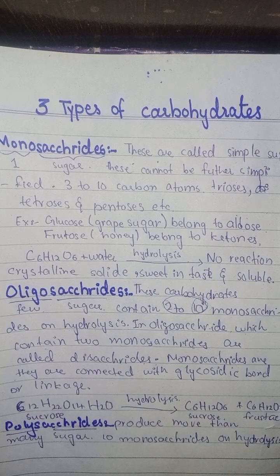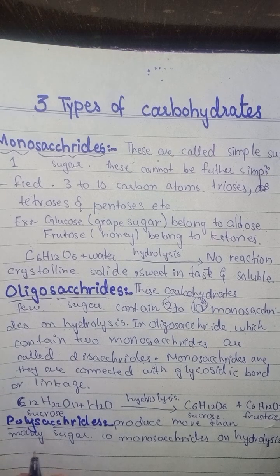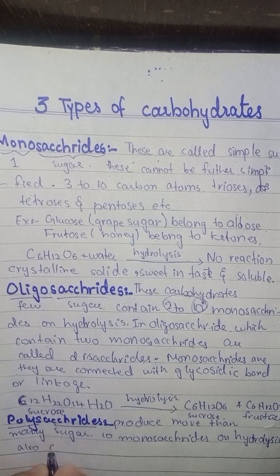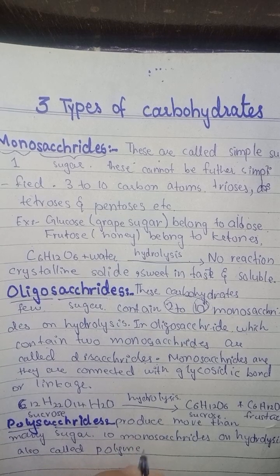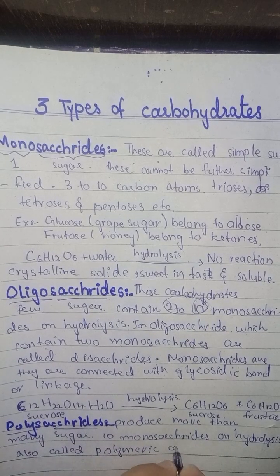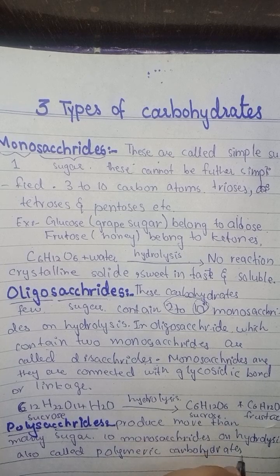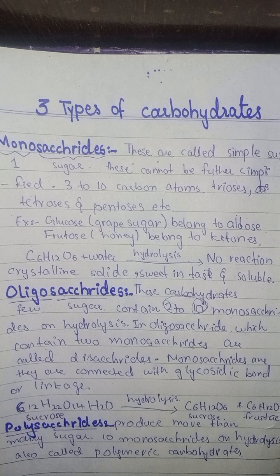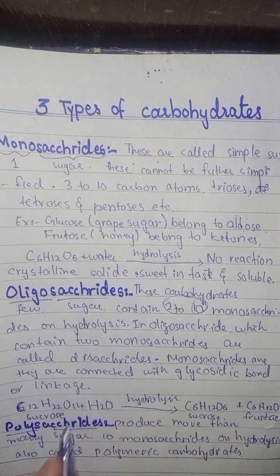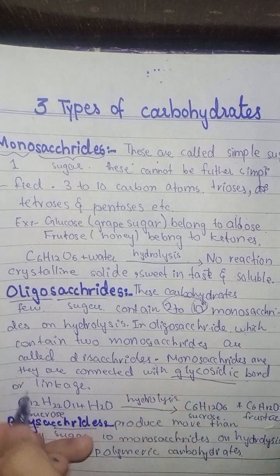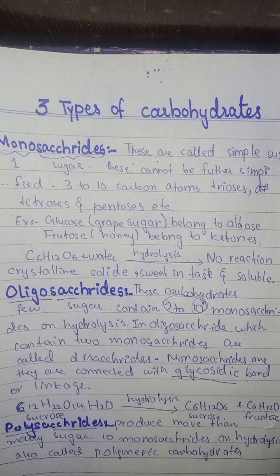Here you can see these are also known as polymeric carbohydrates. And let me tell you, these monosaccharides are also attached with glycosidic linkage. Okay, now let me tell you which ones we have: cellulose and starch.